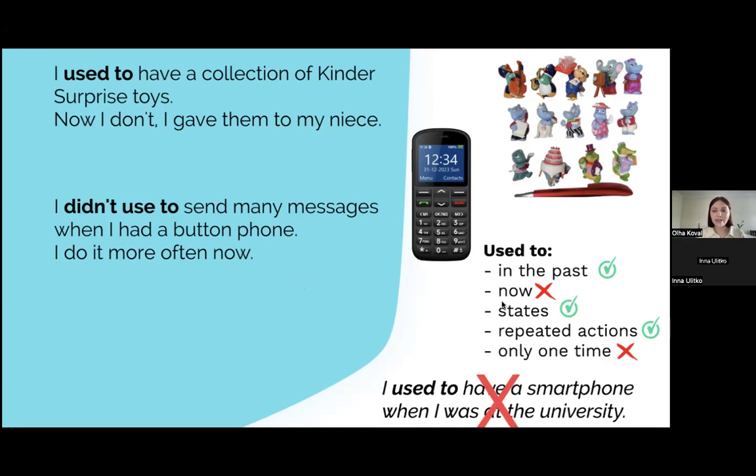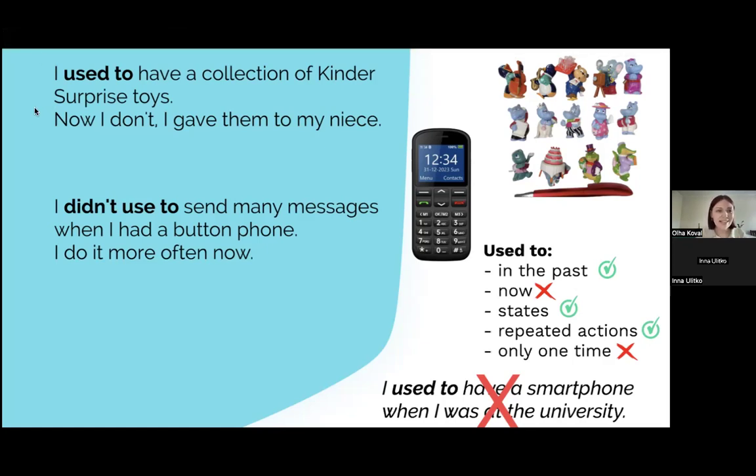Or if, for example, I say, I used to go to a supermarket yesterday, is it correct or incorrect? Okay, incorrect, you're right, because it happened only once. It's not about a habit or repeated action. It's only about one time, about yesterday. So I can't use used to. Good. So you're very smart.